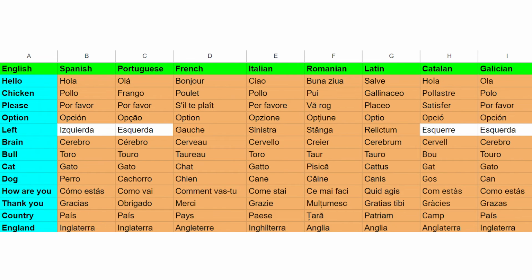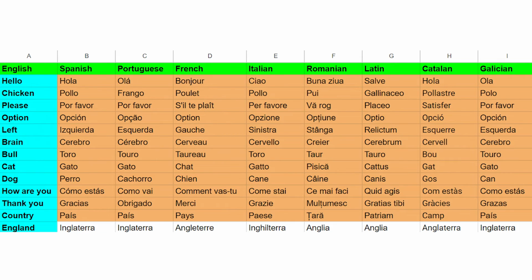The word left is similar in at least 4 of these languages: izquierda in Spanish, and then you've got the Portuguese, Galician and Catalan, which are very similar as well, whereas the Romanian and Italian look similar in terms of writing. And if you look at the word England, for example, it's pretty much understandable in every language, which probably would be the case if you put in any country there. But I just wanted to put England there to see how many languages in this set of 8 would have Inglaterra or something similar, which pretty much all of them do, apart from Latin and Romanian, which have Anglia, which is also pretty much understandable.